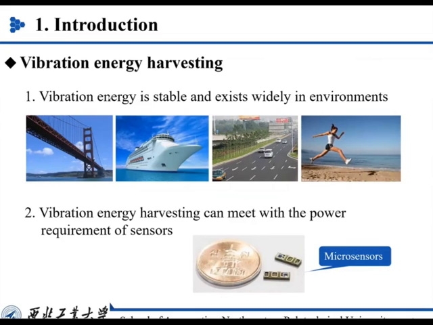interesting. And the output power of vibration energy harvesting can meet the needs of some low power sensors, because now the size of sensors becomes smaller and smaller. This picture on the bottom of this page is a comparison.